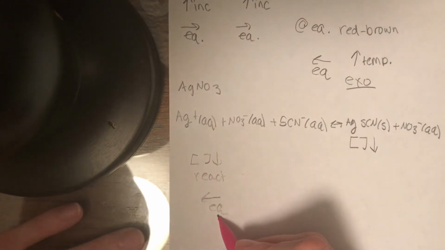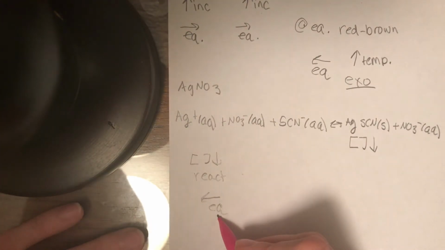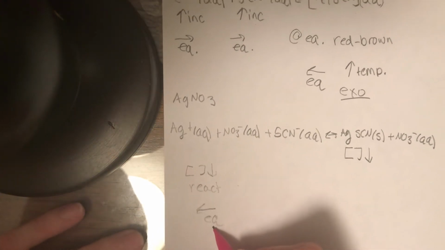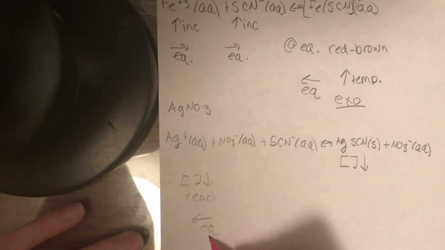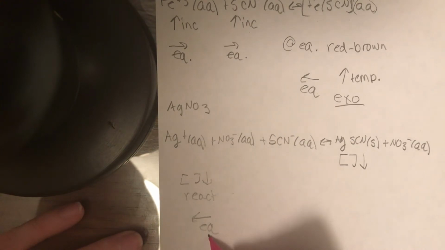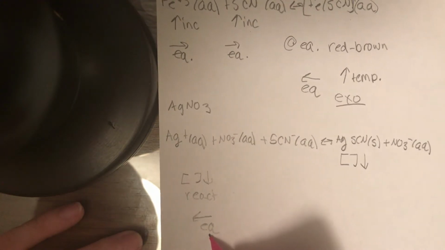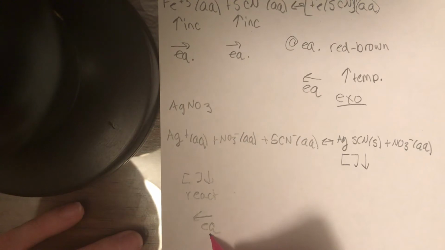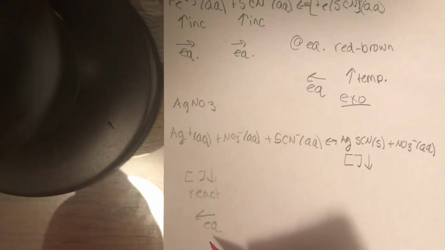In our experiment, we witnessed the solution change from the dark red-brown color to a white, cloudy color. Because this occurred, it proved that there was a shift to the left, meaning that because the precipitate was white and not red, the AgNO3 did indeed react with one of the reactants, decreasing their concentration, which correlates with a leftward shift.